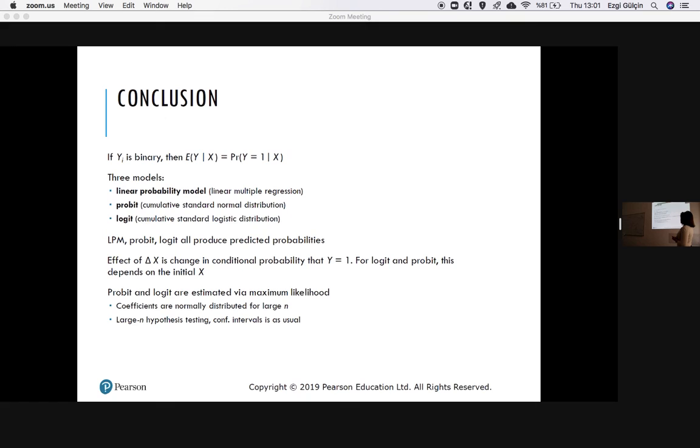And then to assess for these two cases what is the effect of delta X on delta Y, on the difference in the predicted probabilities of Y equal to 1, we just need to compare the two predicted probabilities before and after the change. And we estimated the coefficients through the maximum likelihood estimators, which deliver consistent, normally distributed and efficient estimators for our models.